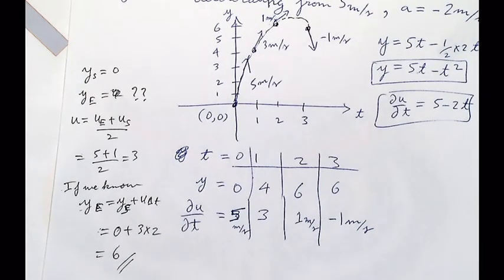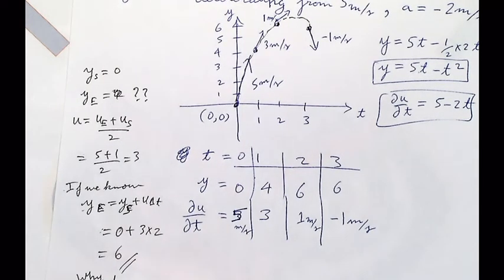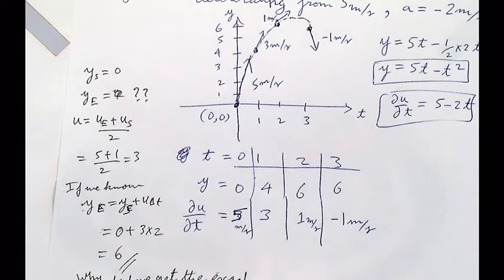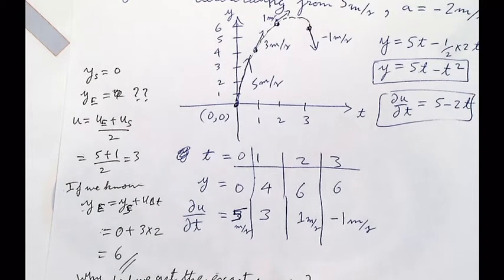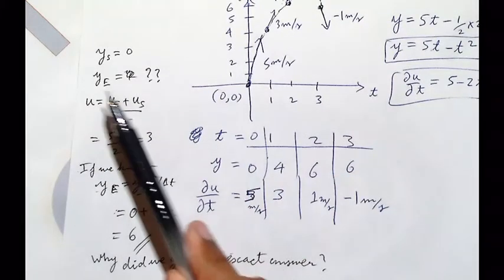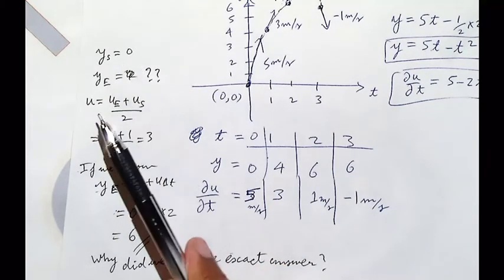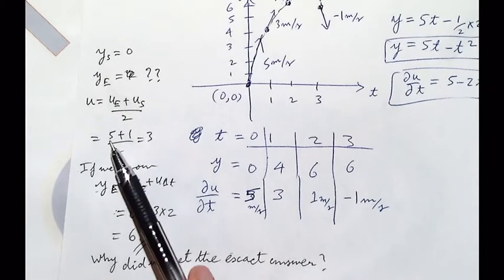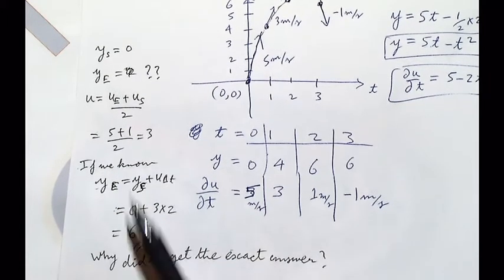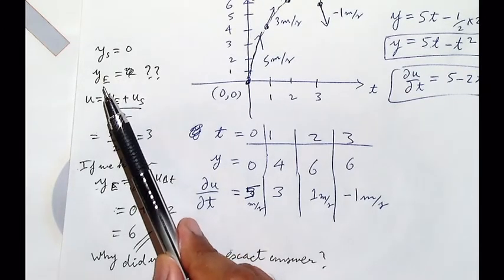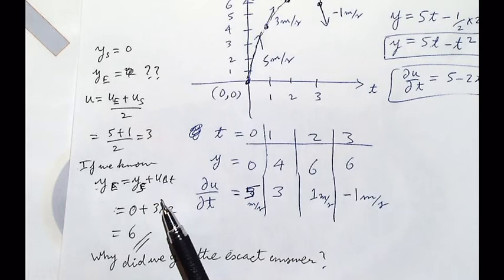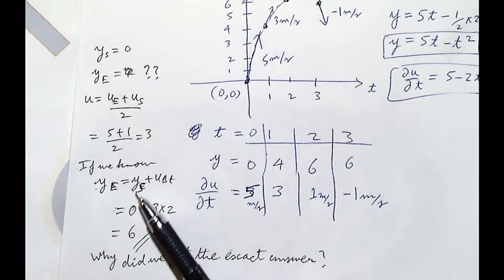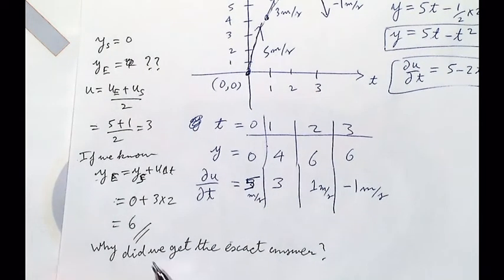Why did we get the exact answer? Do you see what happened here? I'm sorry if I skipped a few steps. I'm told that y start is this. I'm told that u end and u start are given to me, so I can find the average. And then my question is, what is y end? Where will I end up? So I use my formula that we thought of, where I will use the u average times delta t, and y start is 0, gives me 6, which is exactly the correct answer.